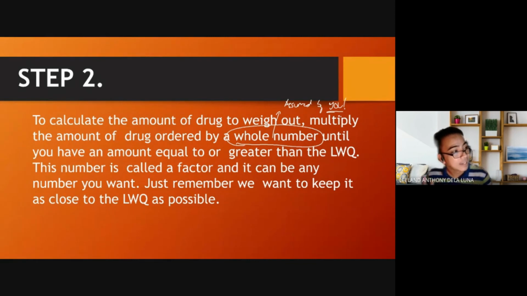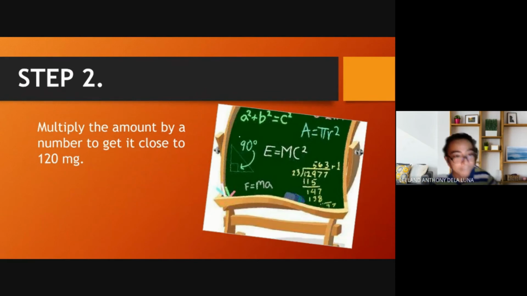Pero as much as possible, class, dapat yung end product nito should be close. Yung whole number na gagamitin mo, yung pang-multiply mo, dapat malapit sa least, sa LWQ. Least weighable quantity natin. Okay? So this number is called a factor and it can be any number you want. Okay? Again, it can be any number you want. So just remember, we want to keep it as close to the LWQ as possible. If not equal to that, class, pwedeng higher. Basta whole number. Huwag kang gagamit ng decimals dito, class, ha? Whole number. Alright? So this is one thing I need you guys to remember. This should always be a whole number. Right? So multiply by the number to get it close to 120 milligrams.